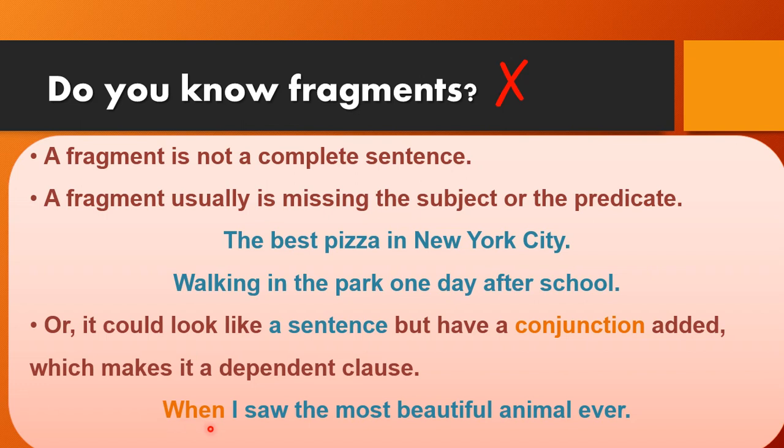Maybe one of you may tell me, Miss, you said that if the sentence has a subject, like I, and a verb, a predicate, which is saw the most beautiful animal ever, this means this is a complete sentence. But what's wrong with this? You have omitted, or you have deleted, when. No, you have to count when when you read this sentence, because when is a part of it. So starting from when I saw the most beautiful animal ever, you'll feel that this sentence is missing another part of another sentence to complete its meaning. That's why we call it a dependent clause, because it depends on another clause to finish its meaning. All dependent clauses are fragments too.